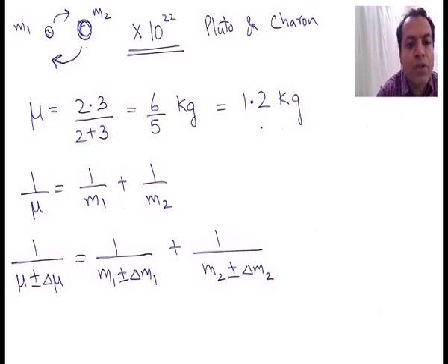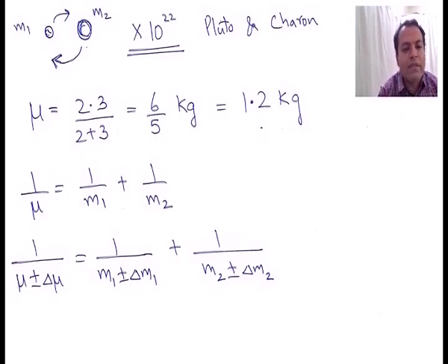Mu is 2 into 3 upon 2 plus 3, which is 6 upon 5 kg, or the reduced mass is 1.2 kg. If you look at the expression for mu, you can note that 1 upon mu is 1 upon m1 plus 1 upon m2. Now this looks like sum of two quantities, but then they are in the inverse. This is 1 upon mu. It's not mu is equal to m1 plus m2. It's 1 upon mu is equal to 1 upon m1 plus 1 upon m2.